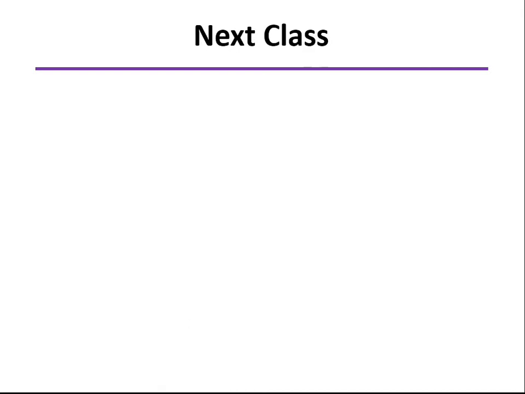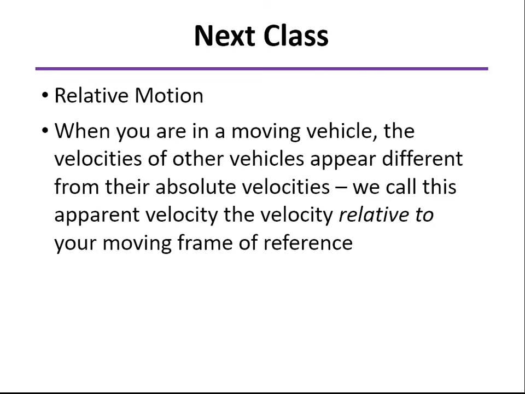Next time we'll be looking at not dependent motion, but rather relative motion. You see this if you're driving in a car and you look outside the window at other vehicles, their velocities appear different. For example, if the vehicle is coming straight towards you, your 2 velocities add up, and it looks like the vehicle is coming towards you at that much higher rate of speed.